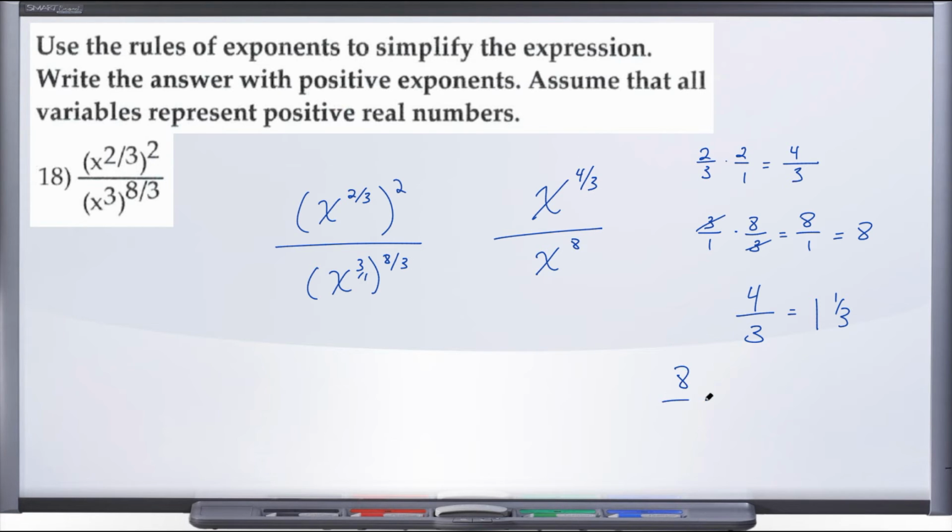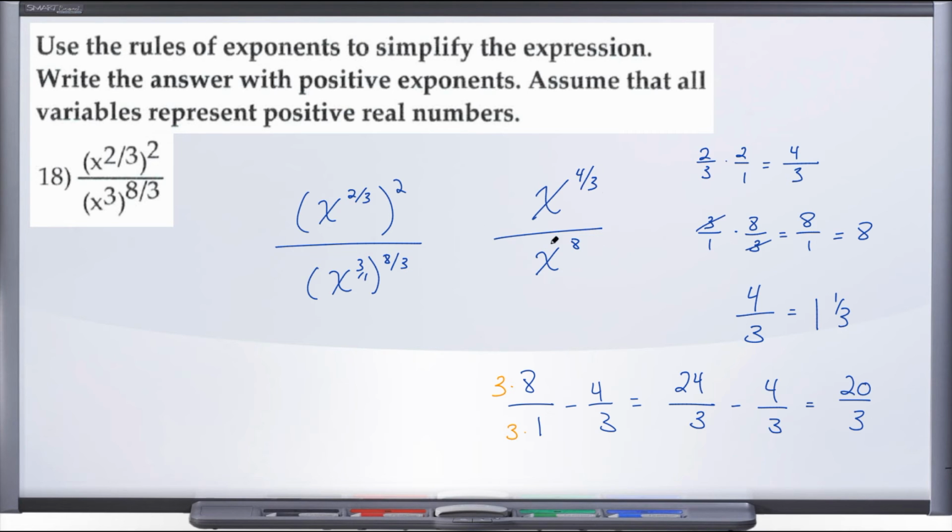So we have 8 over 1 minus now 4/3. And now that we're adding and subtracting fractions here, we want to get a common denominator. So our common denominator is going to be 3. And so really what we have, let me go ahead and move this over a little bit so we have some more room to work. What we end up with now is 24 over 3 minus 4 over 3. And so that's going to give us 20 over 3.